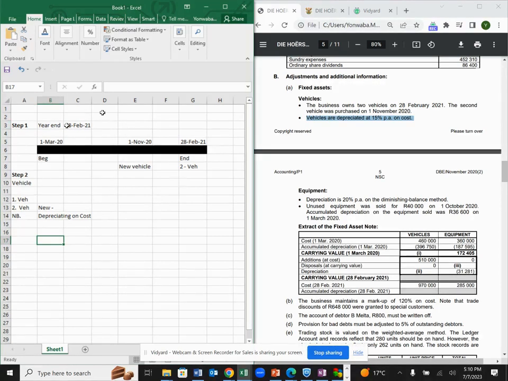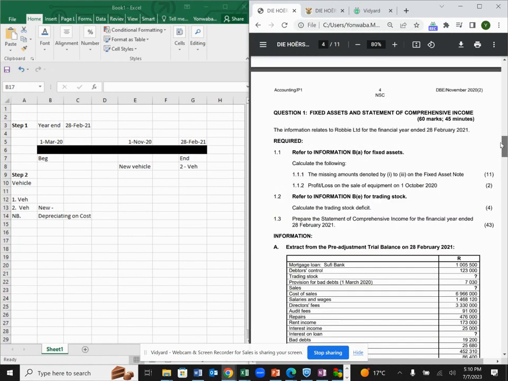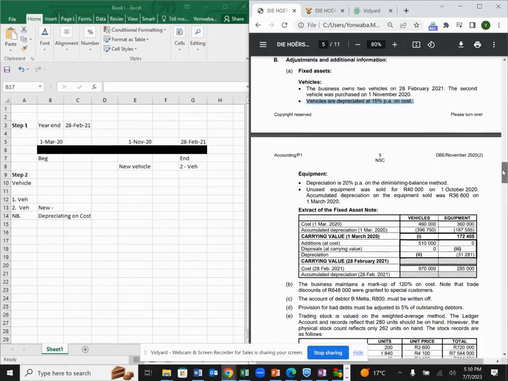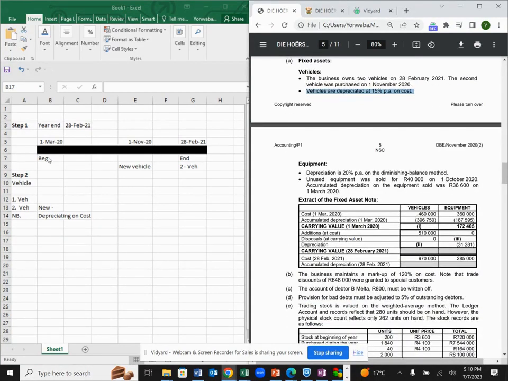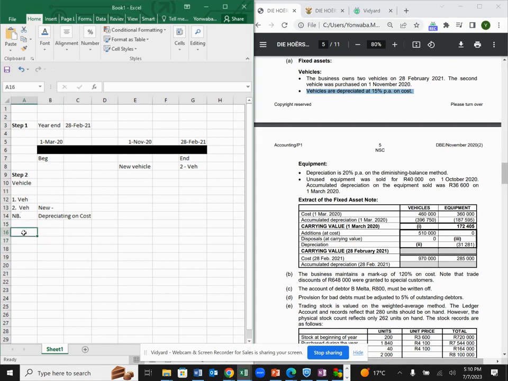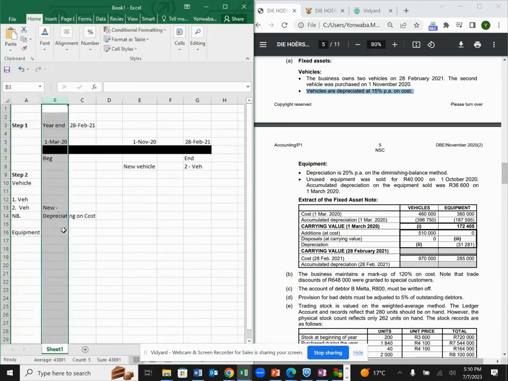Okay, already you know this one. The question they gave you is asking what? Filling in the missing spaces here. So vehicle you've done. You can do vehicle and go to equipment. Equipment: depreciation is 20% per annum on diminishing balance. And they gave us that information.